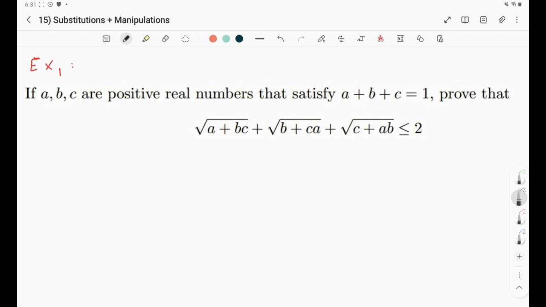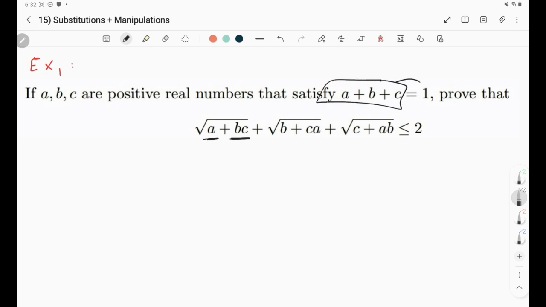Here we are given a, b, c positive real numbers, and their sum is 1. So we have this condition here, and we're asked to prove this inequality. We have a condition, we want to get rid of it, so let's homogenize. How do we homogenize? As you can see, this thing is degree 1, this thing is degree 2, so we want to make them the same. What's the easiest way? To make this degree 2. How can we do that?